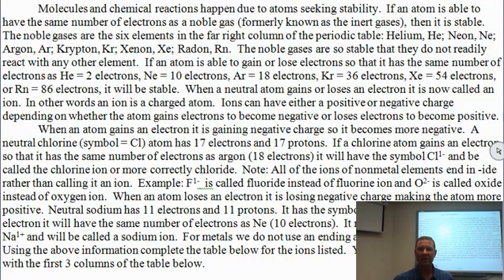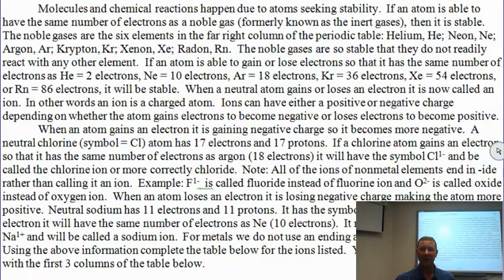The noble gases are so stable that they do not readily react with any other element. If an atom is able to gain or lose electrons so it has the same number of electrons as helium, neon, argon, krypton, xenon, or radon, it's got the electron number there, it will be very stable. When a neutral atom gains or loses an electron, it is now called an ion. In other words, an ion is a charged atom.